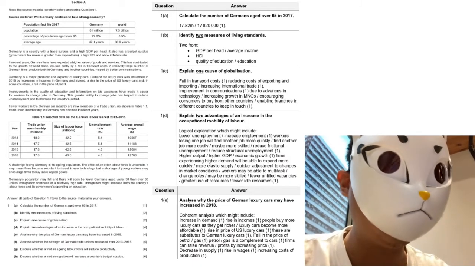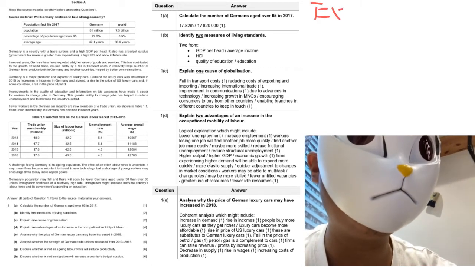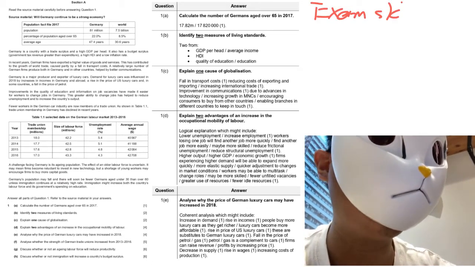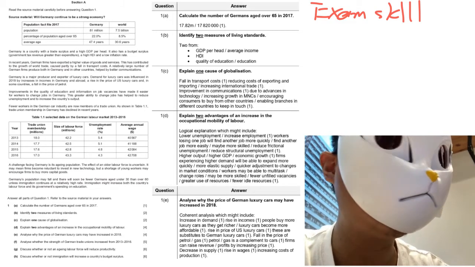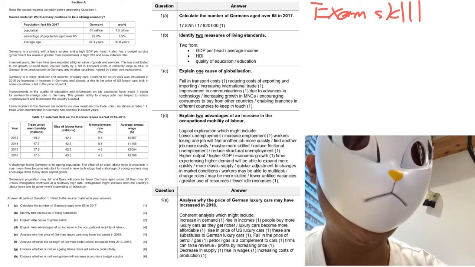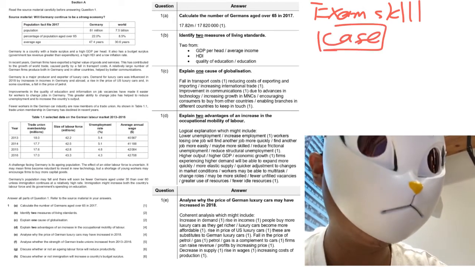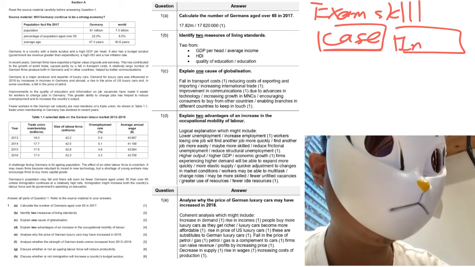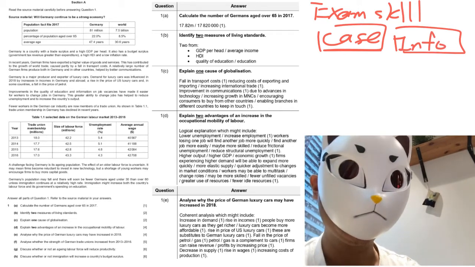Now for question 1, it's a kind of case study. The exam skill I would say for every question is don't just refer to your textbook. We have to take a look at the case, the information given. Even though the question does not say refer to the source, we still do it. So let's take a look.